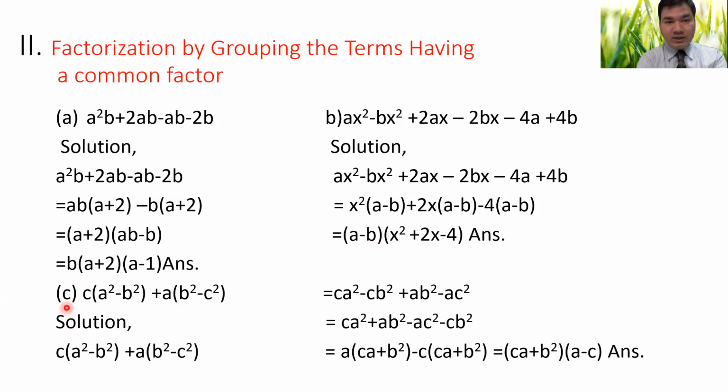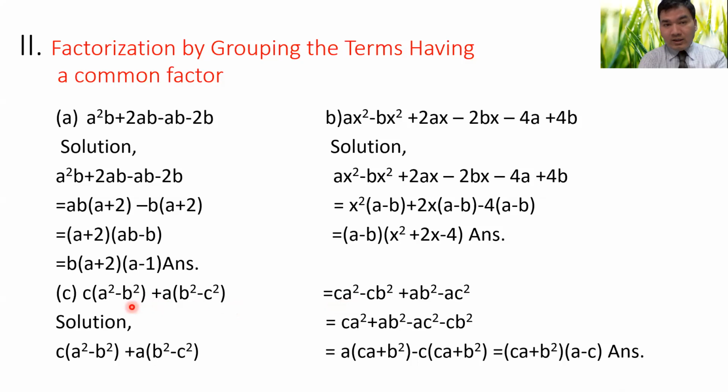See here question number C. c into a square minus b square plus a into b square minus c square. Okay, if the questions are given in brackets, they are not in the correct group, because look, as I told you, inside this bracket here a square minus b square, here b square minus c square, they are not the same. If they are the same, they are in the correct group, but they are not the same, that means they are not correct. That's why remove the bracket. Okay, write the question here again.